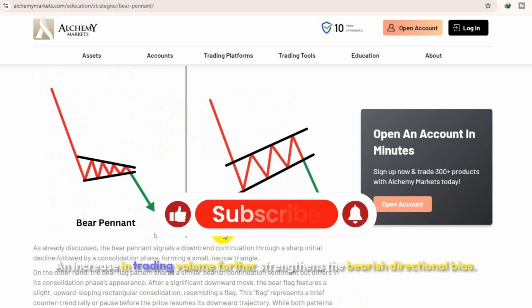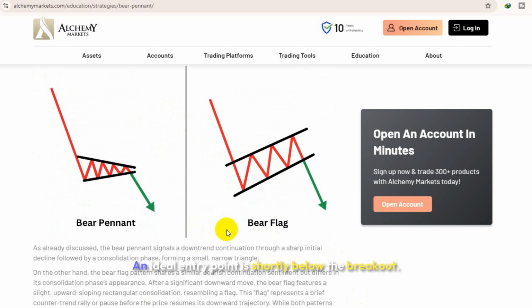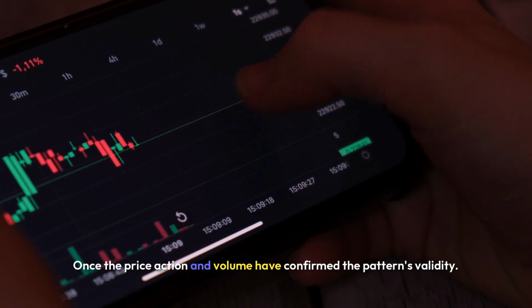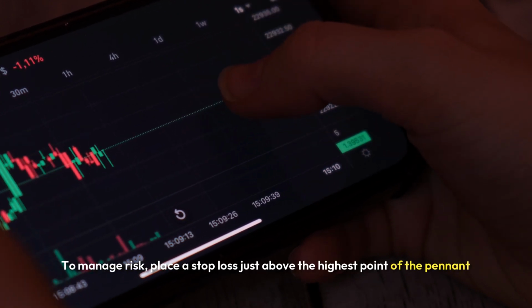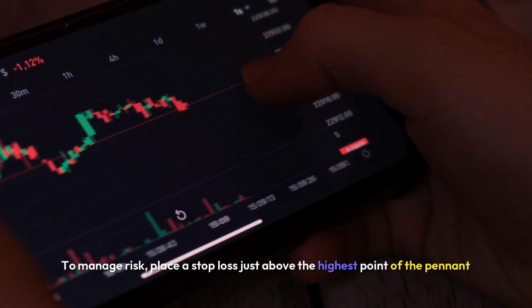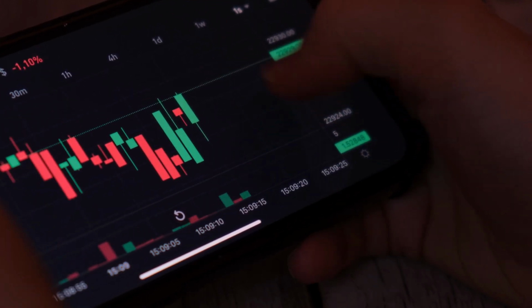An increase in trading volume further strengthens the bearish directional bias. An ideal entry point is shortly below the breakout, once the price action and volume have confirmed the pattern's validity. To manage risk, place a stop loss just above the highest point of the pennant formation. This can help protect against bear.